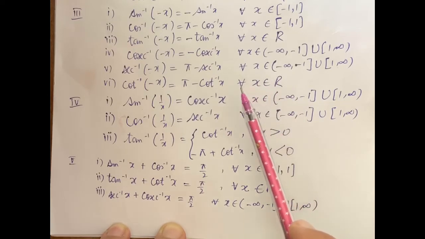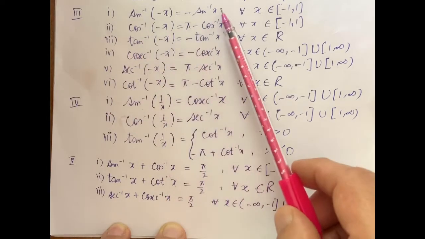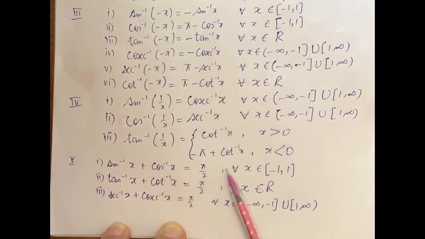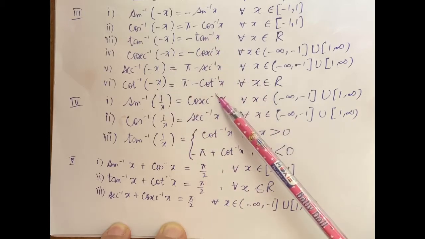So you must have observed that we have very similar formulas for sine inverse, tan inverse and cosecant inverse. And cos inverse, secant inverse and cot inverse have similar formulas.